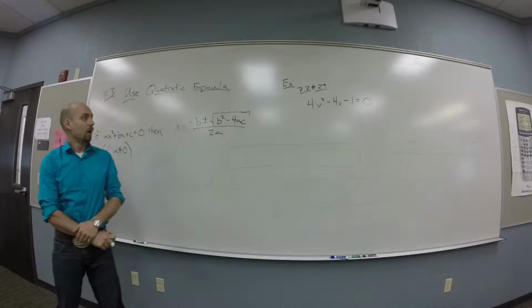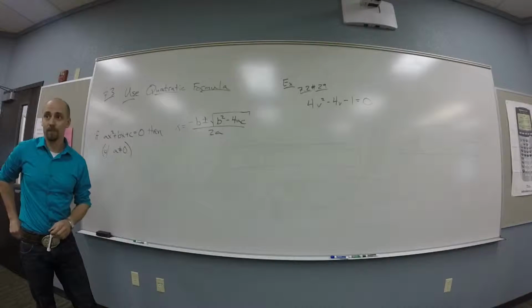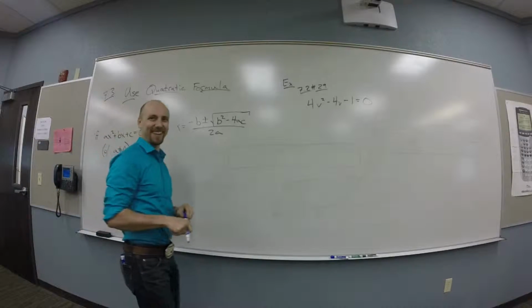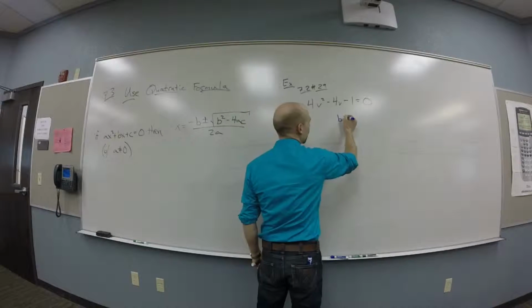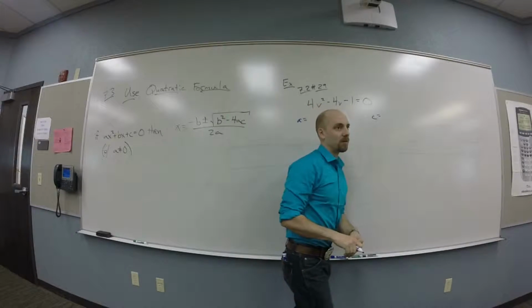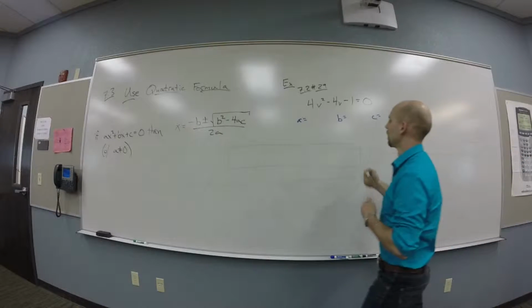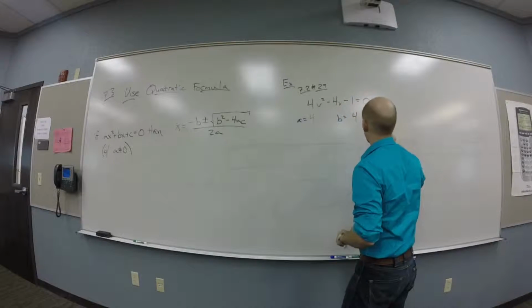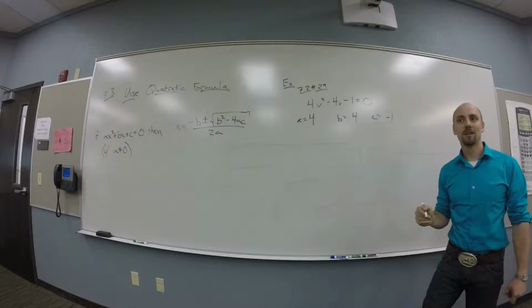Okay, so how do I apply the quadratic formula to this thing? What do I need to do? You have to identify your A, B, and C. Okay, I want to know what A is, what B is, and what C is. What are they? 4, 4, negative 1? Okay, 4. Complaints? Negative 4.